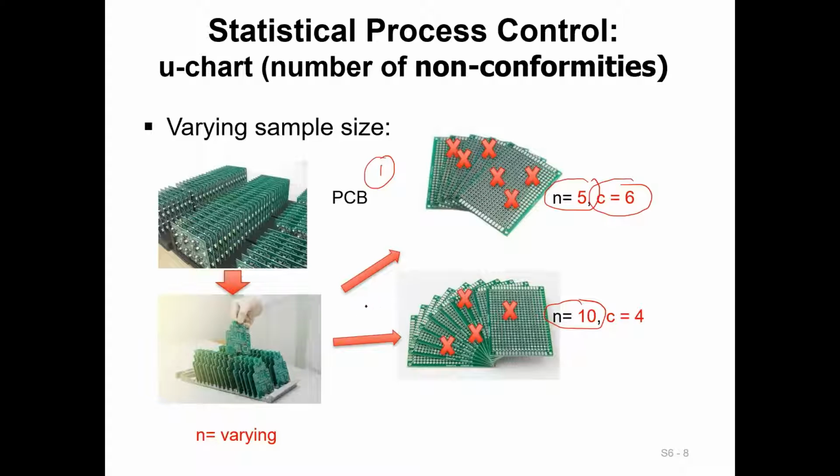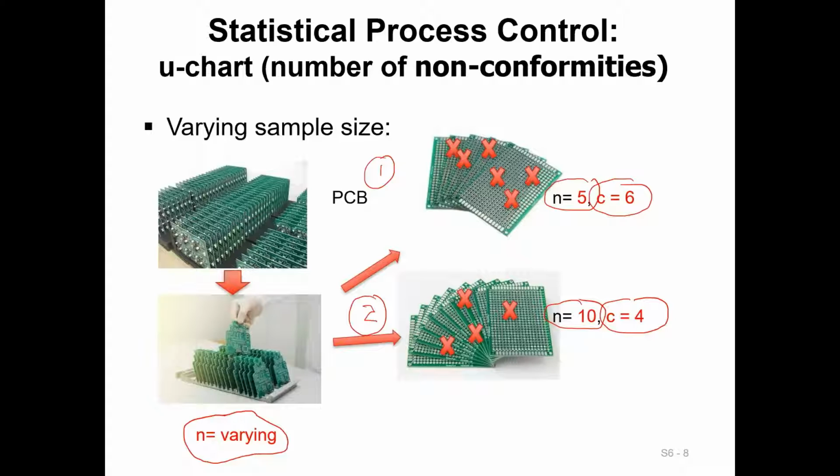Then when it comes to the second inspection, perhaps in the afternoon, the production is picking up. So the quantity of PCBs produced is increased. Therefore, the inspector is picking more samples. And this round, he picked 10, and out of the 10, 4 defects or 4 non-conformities were found. So as compared to the example of the C chart that we discussed earlier, for this round, the number of samples picked by the inspector at each subgroup, or each time that he is inspecting, is varying. It's not the same.